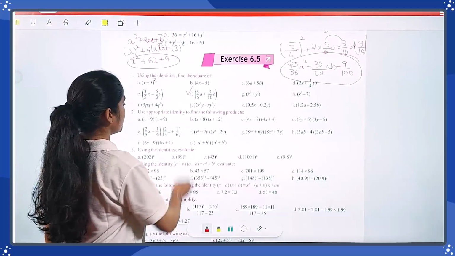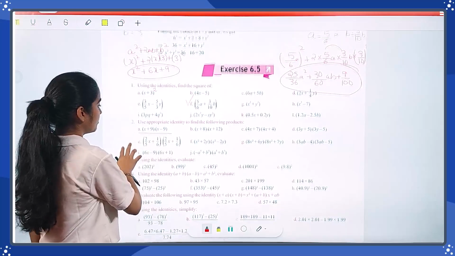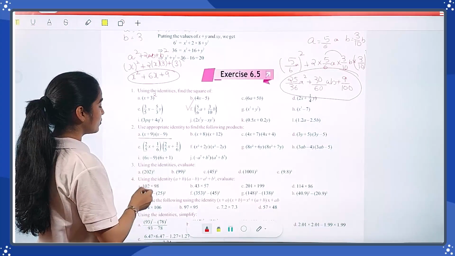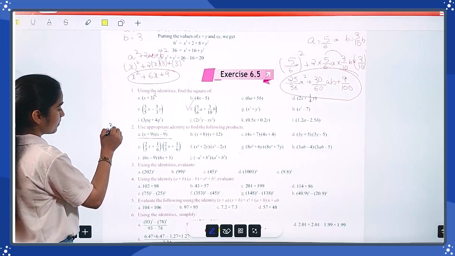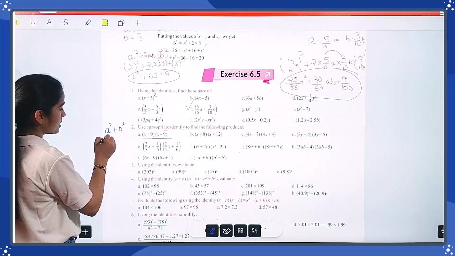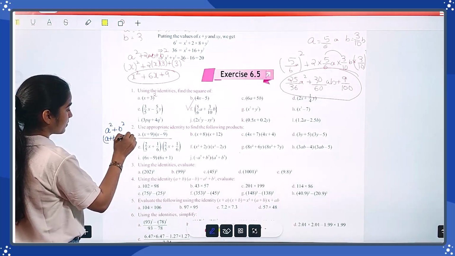Next, use appropriate identity to find the following product. So which property or identity you have to apply here? The property of a square minus b square, which means a plus b and a minus b.